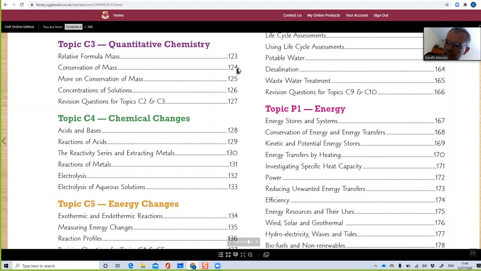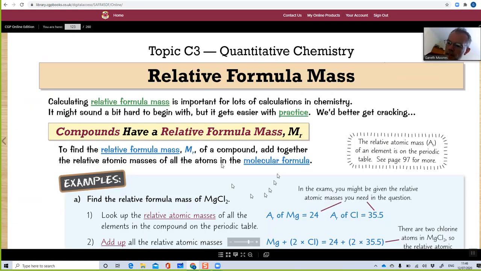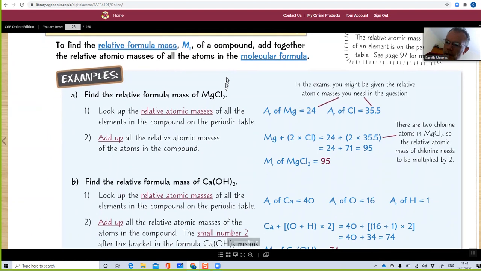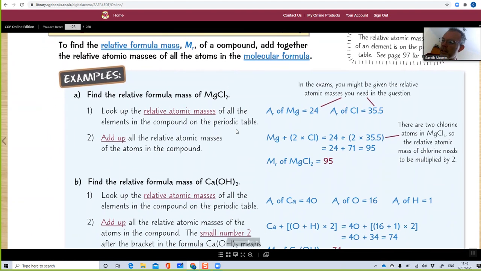So look, the pages you've got to do in your revision guide, it's not very many, is it? 123 to 133. Let's have a quick look then. 123, I'm just going to talk you through the different pages. So we talked about C3, relative formula mass. Okay, here's an example of what this is to do with. It's to do with the mass of these different elements.